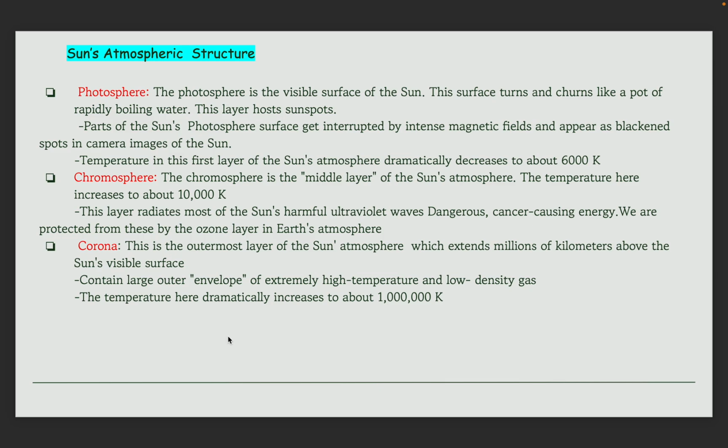And the last layer of the sun's atmosphere is the corona. This is the outermost layer of the sun's atmosphere. It extends some millions of kilometers above the sun's visible surface. It contains a large outer envelope of extremely high temperature and low density gas. The temperature here drastically increases to about 10 to the power 6 Kelvin.